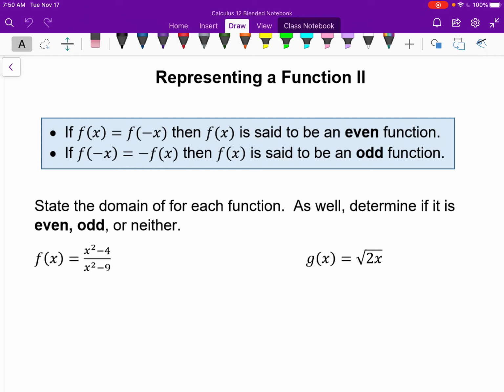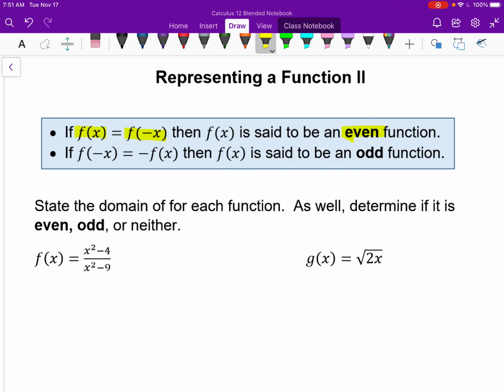And I will say that some functions are even, some functions are odd, a lot of functions are neither. So it's not like everything is either even or odd in terms of a function. So what does it mean if a function is even? If a function is even, well, in function notation, then f of x is always the same as f of negative x. Well, what does that mean?